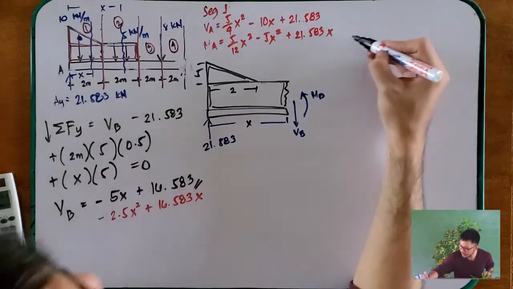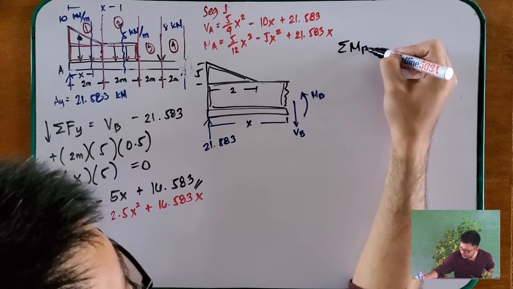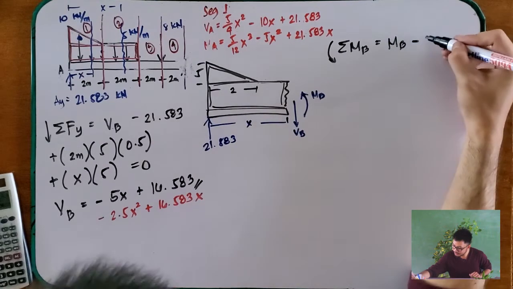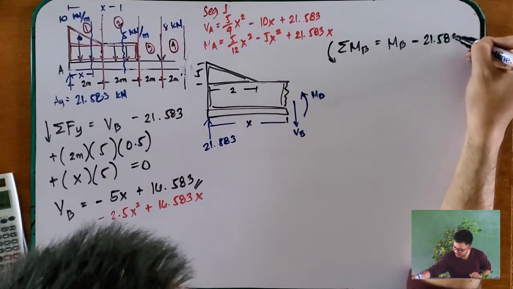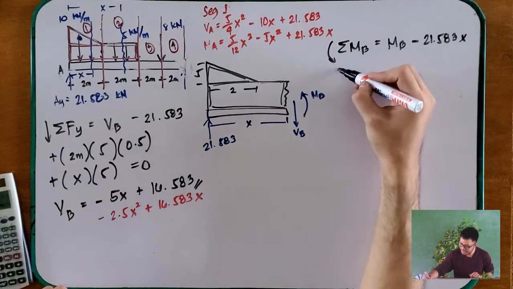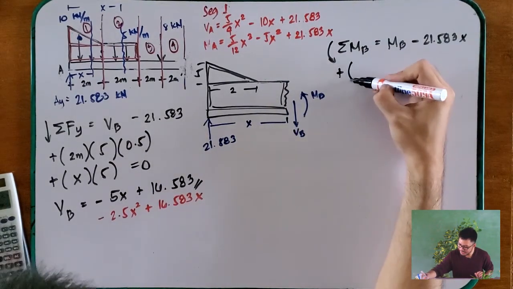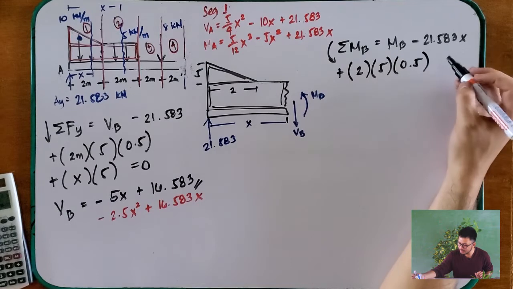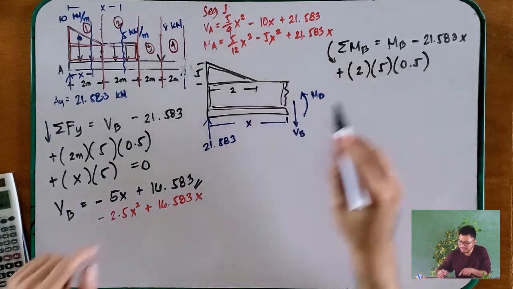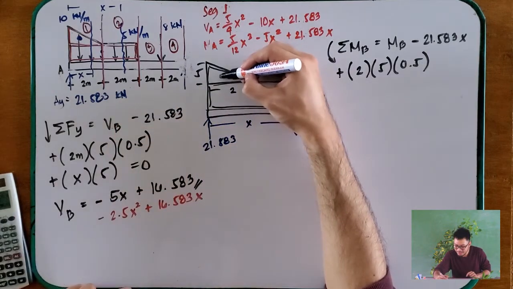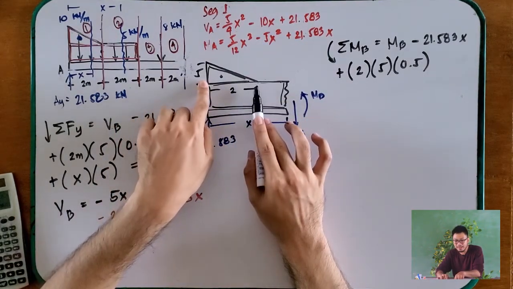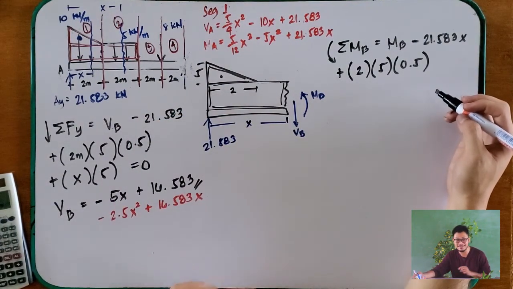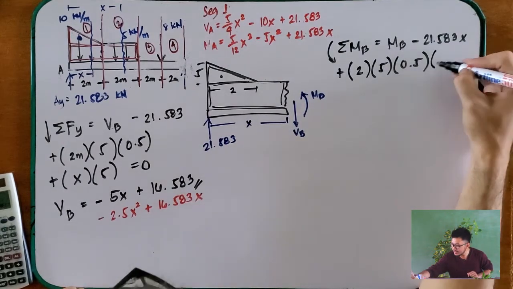So, the summation of moments at point B is equal to MB minus 21.583x plus, for the triangle, base of 2 times height of 5 times 0.5, and then the moment arm. The moment arm here is x, and the centroid is here. So, what is 1/3 of 2? 1/3 of 2 is 0.66667.